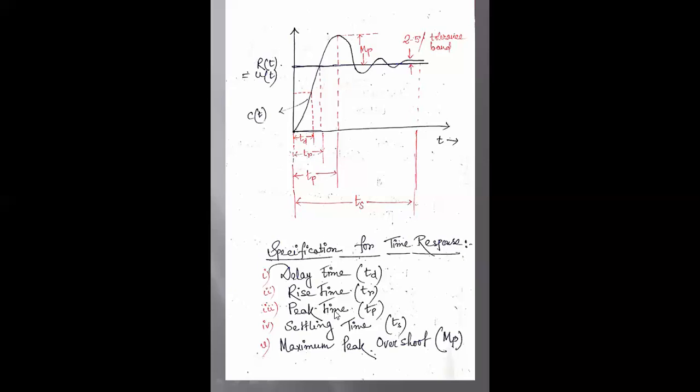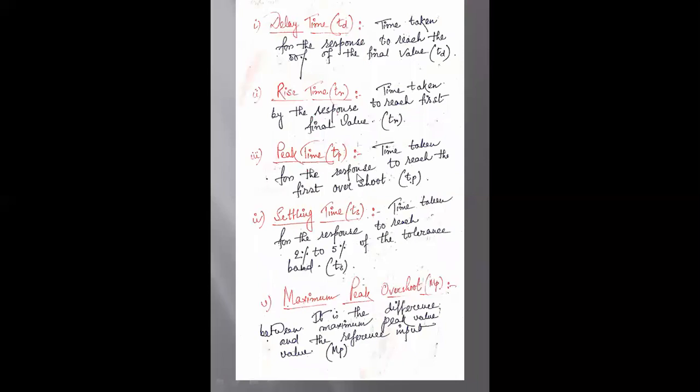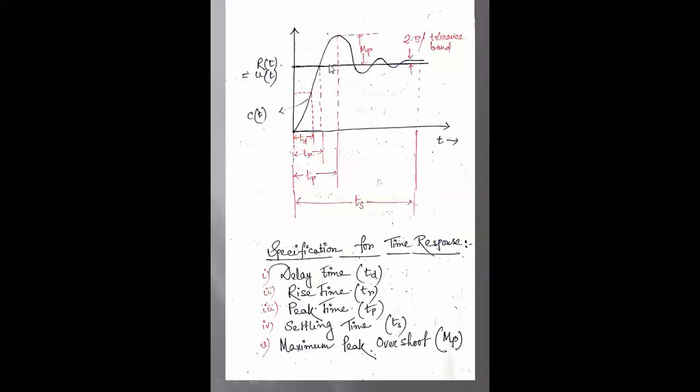Peak time, the third one, is the time taken for the response to reach the first overshoot. This is called the first overshoot, first undershoot, second overshoot, second undershoot, and in this way. So the time taken for the graph to reach the first overshoot is called tp, that is the peak time, t suffix p. This one.